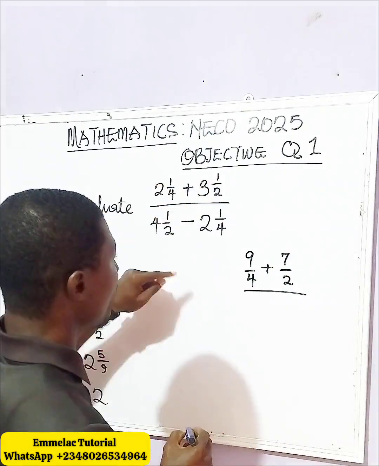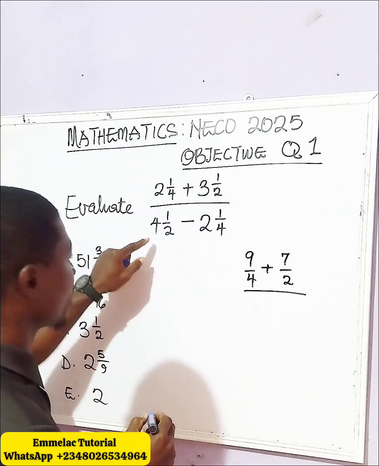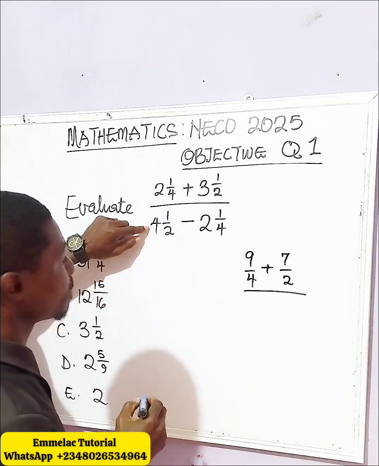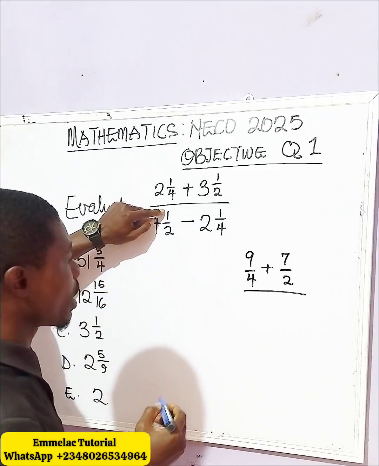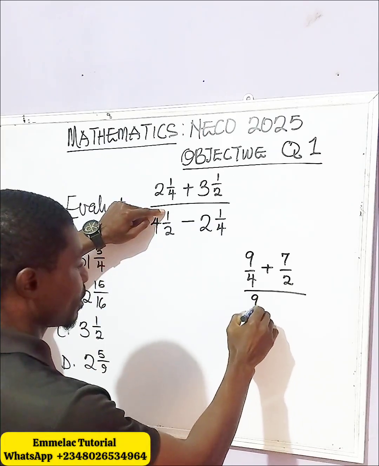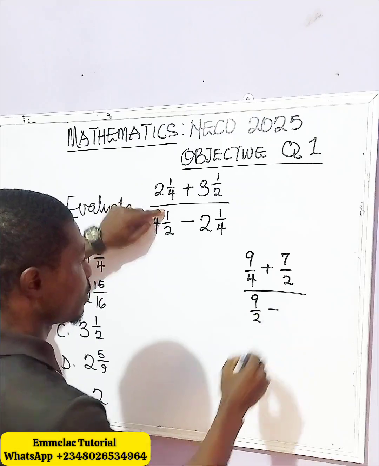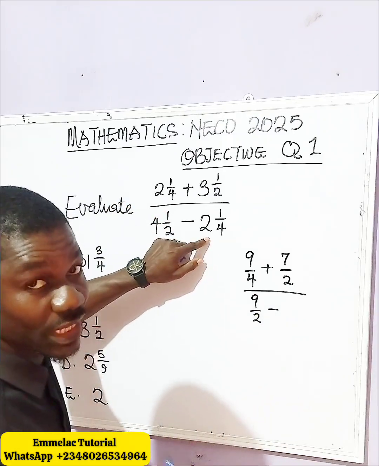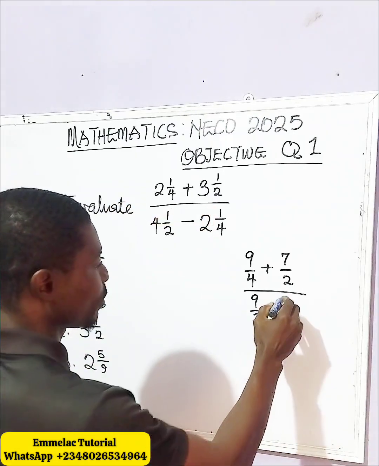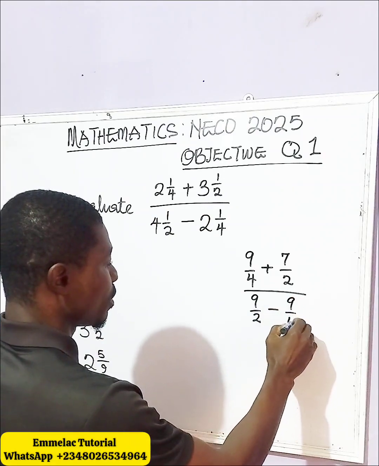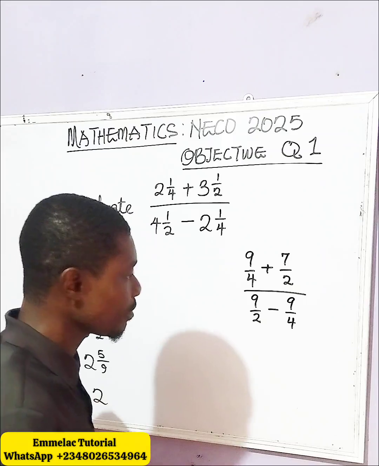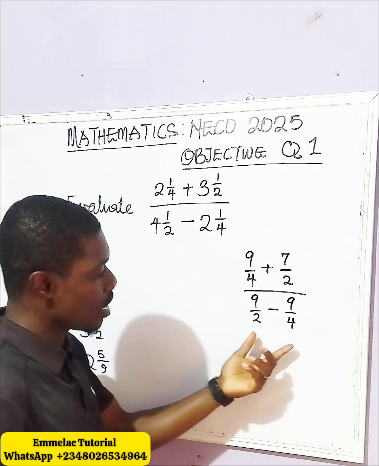Now all divided by, now let's move to the denominator here. Now 2 times 4 is 8 plus 1, that will be 9. Take note, all over 2, then minus 4 times 2 is 8 plus 1, that will be 9. So here you have 9 all over 4.